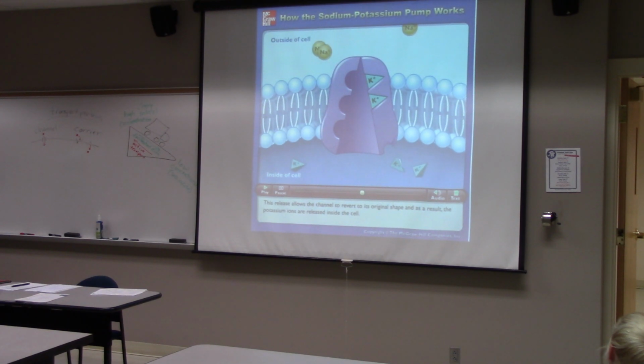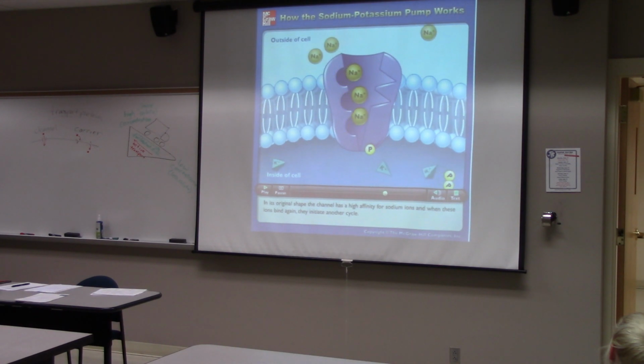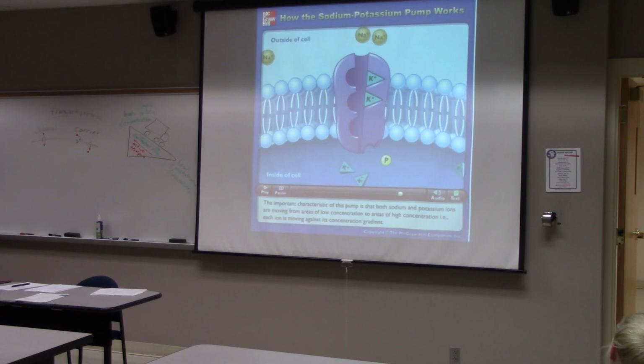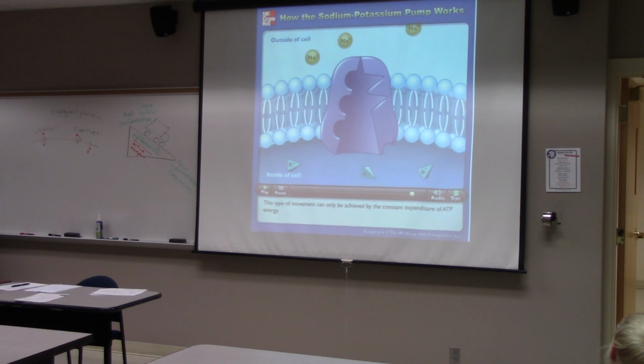This release allows the channel to revert to its original shape, and as a result, the potassium ions are released inside the cell. In its original shape, the channel has a high affinity for sodium ions, and when these ions bind again, they initiate another cycle. The important characteristic of this pump is that both sodium and potassium ions are moving from areas of low concentration to areas of high concentration. In other words, each ion is moving against its concentration gradient. This type of movement can only be achieved by the constant expenditure of ATP energy.